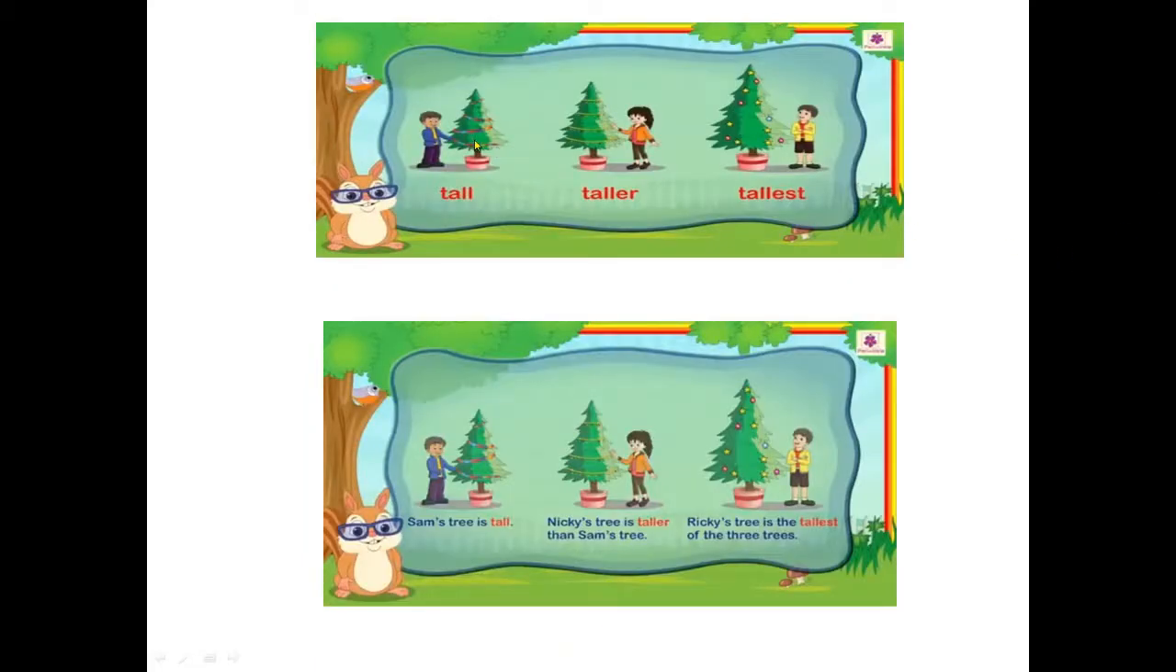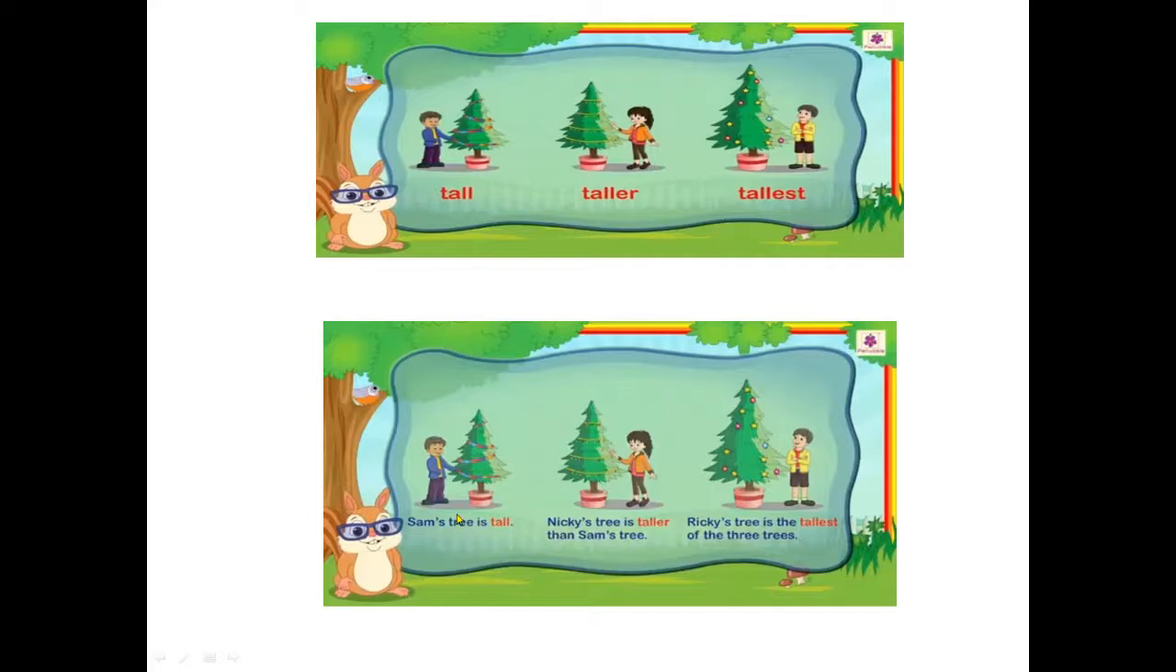Here you can see three pictures of a Christmas tree. There are three different sizes of this Christmas tree. So how can we describe them? We can say tall, taller and tallest. You can say this tree is taller than this, and this tree is tallest of all these three Christmas trees.